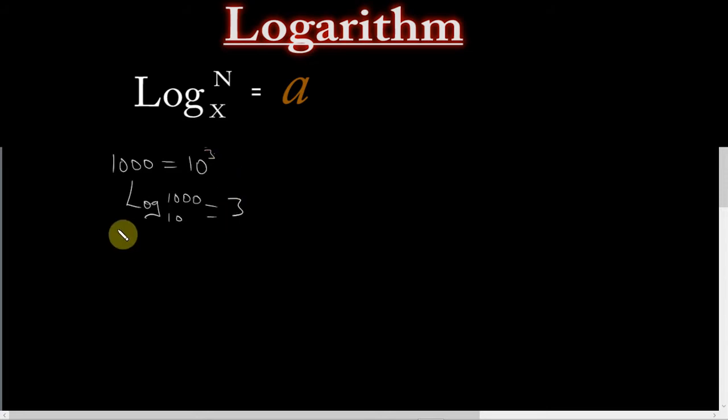Okay, let's give another example with another value. Let's say we have 10,000. We know 10,000 is 10 to the power 4. If we are looking for logarithm of 10,000, the answer will give us 4. I didn't put 10 here. Why? Whenever a log of a number is written without writing its base, it means the base is 10. And when we are talking about 10 as the base of a number, it means we are talking about common logarithm. Now let's continue.